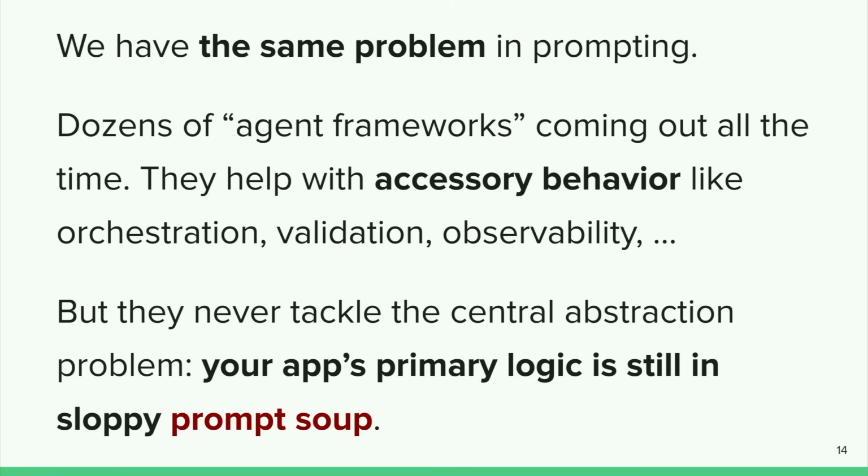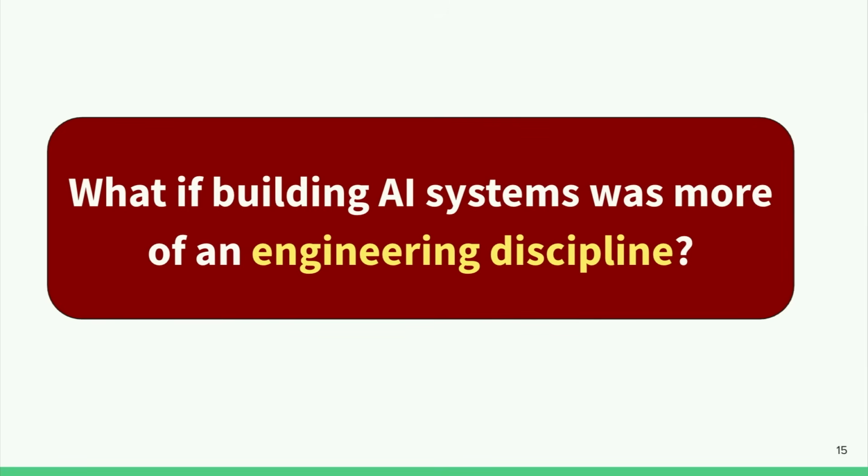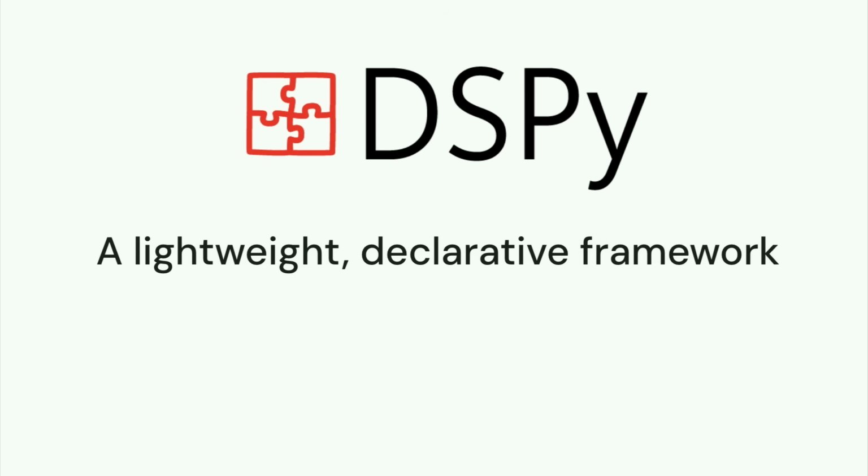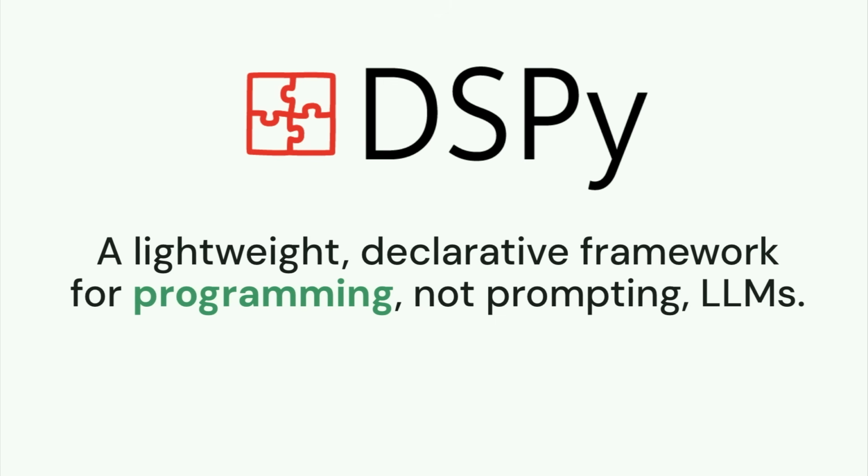And so we're here to tell you about the solution. The question that we're going to tackle concretely is, what if building AI systems was more of an engineering discipline? What if we could actually bring back programming and software engineering into the land of building AI software? Because it's not any different. So this is DSPy, a lightweight declarative framework for programming, not prompting LLMs, that we've been building for the last 3 years, after another 3 years of building LLM software since 2019.